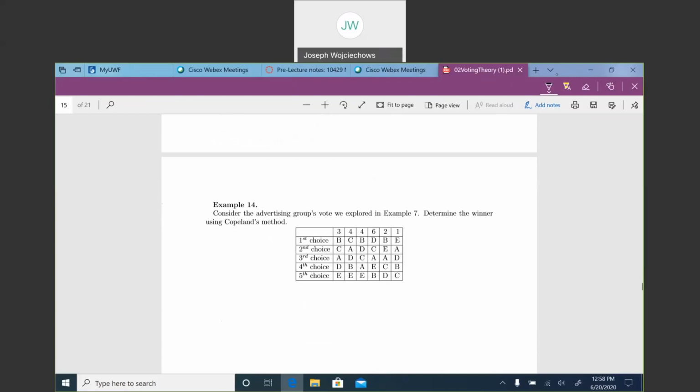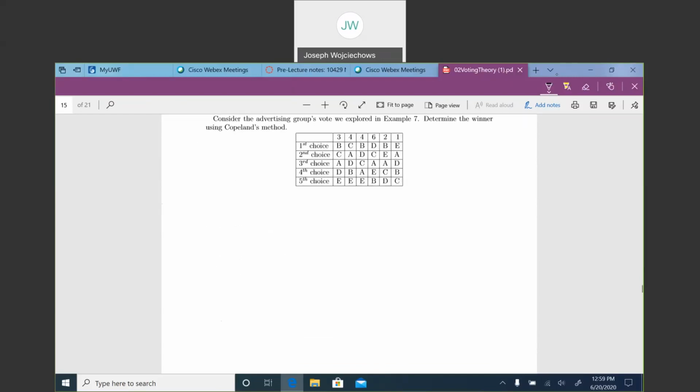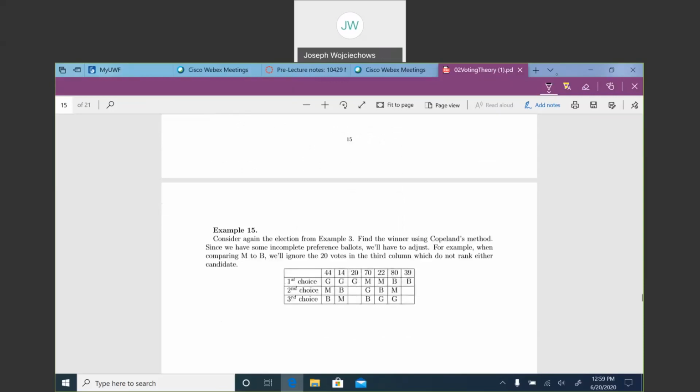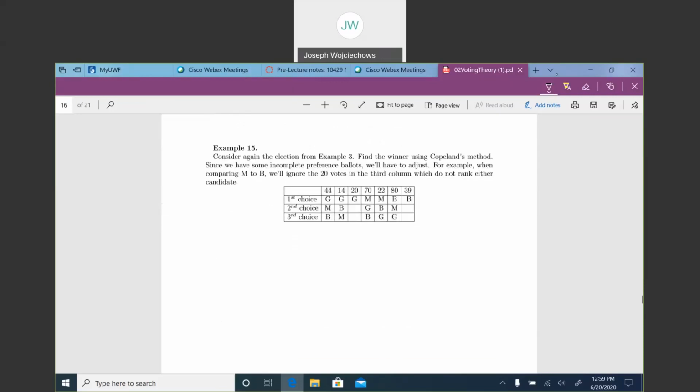Okay, this is the advertising groups. Determine the winner using Copeland's. With 5 choices, that is quite a long problem. Maybe if you need to see it, I'll do it in an individual recording for you, because it is a mess. Okay, here's a shorter Copeland's. We have G versus M, G versus B, and M versus B. This is going back to this same city council.